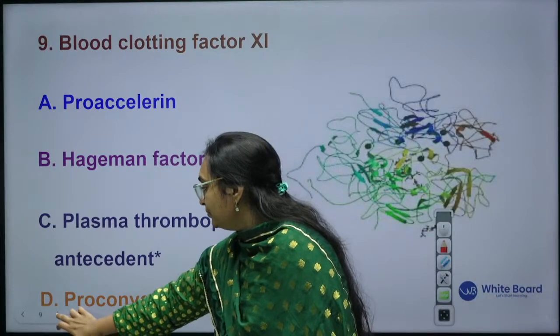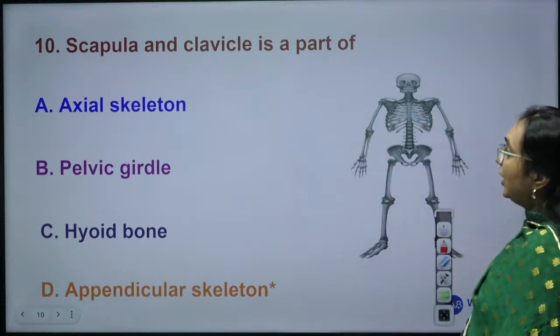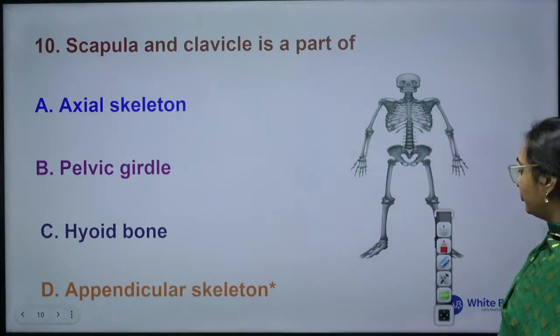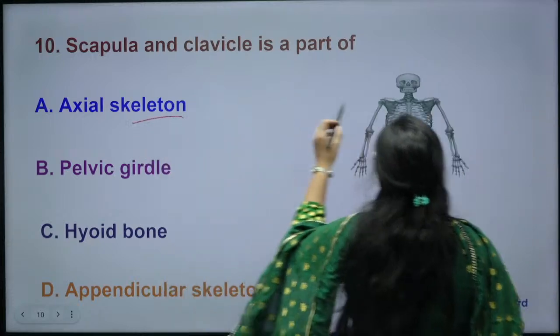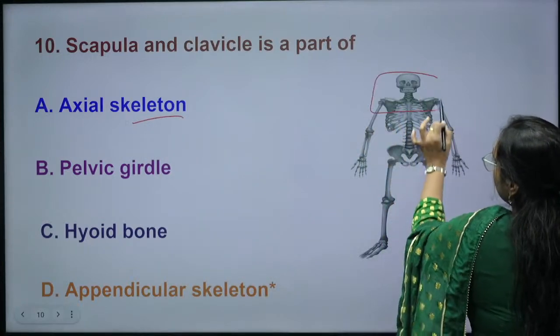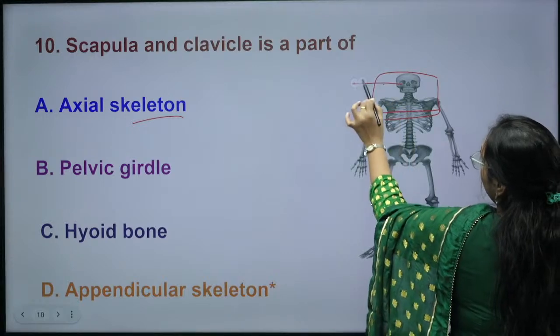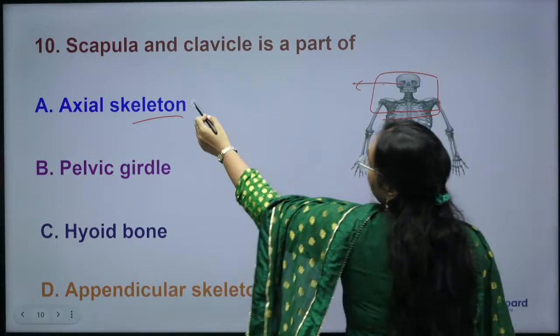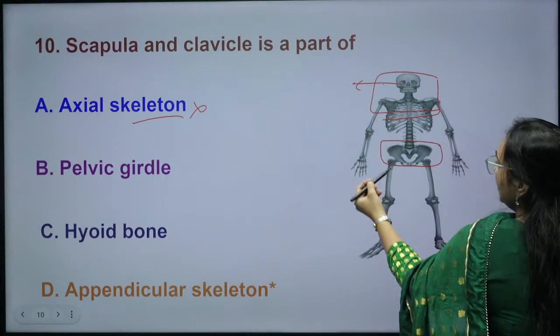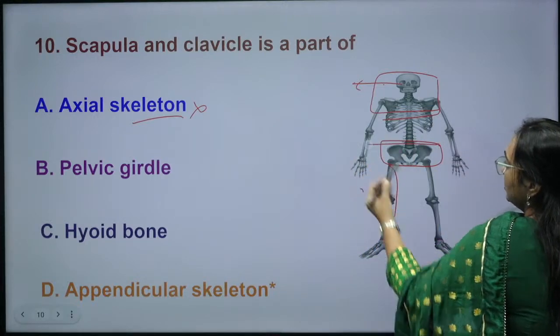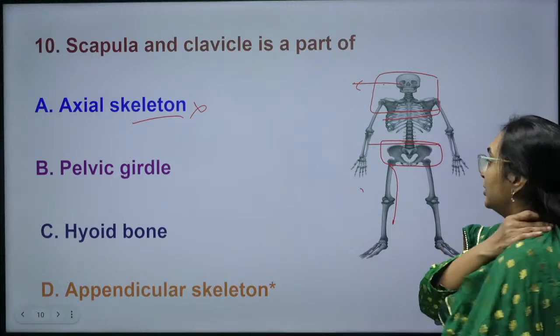Next question. Scapula and clavicle is a part of. The axial skeleton includes the thoracic part and the skull part, so this is not the correct one. The pelvic girdle connects the lower limbs to the upper part, so the pelvic girdle is also not the one.